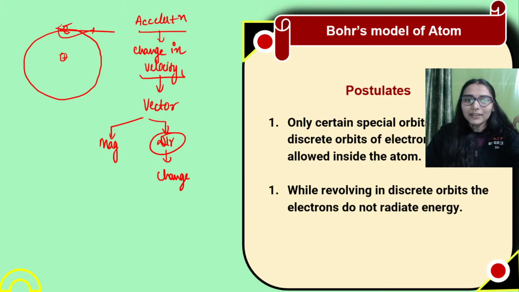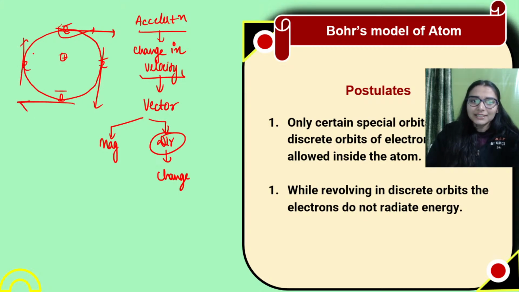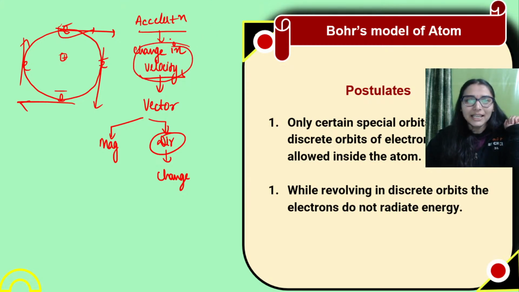At this point, electron direction is this. When electron comes here, उसका direction ये है. When electron is here, this is the direction. When electron comes here, this is the direction. So if direction is changing, then that means there is change in velocity. And if velocity is changing, acceleration is produced. And when acceleration is produced, there is always loss of energy.